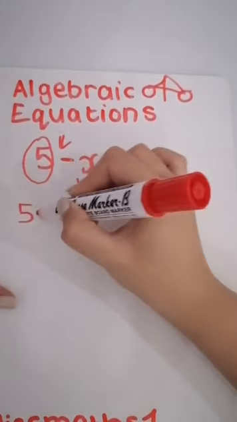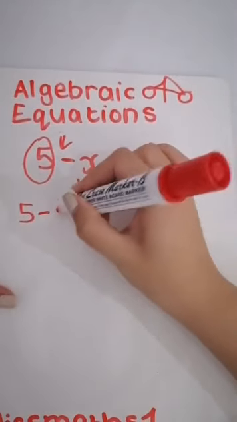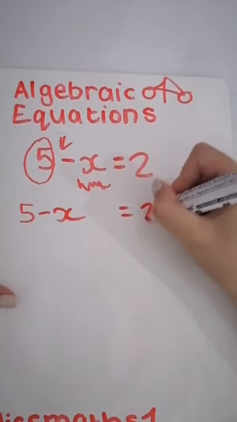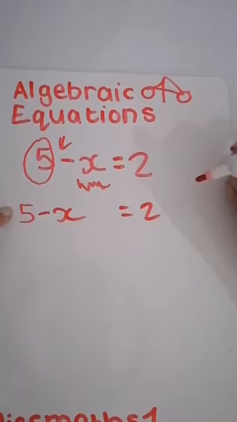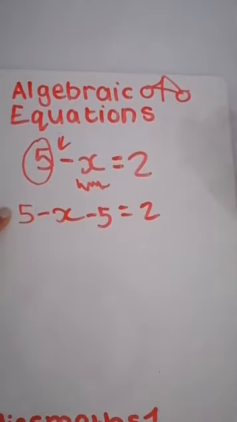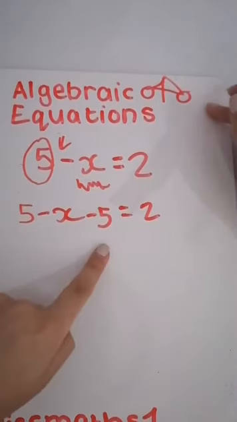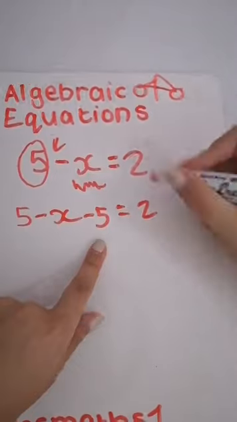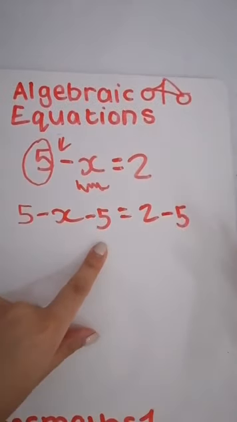Now, if I've got, oh, sorry for my dogs, guys. 5 minus x is equal to 2. To start off by getting rid of this plus 5, I would need to do the opposite operation, which is subtraction by 5. But think of your scale. What you do to the one side, you need to do to the other side as well. So you would subtract by 5 on this side.